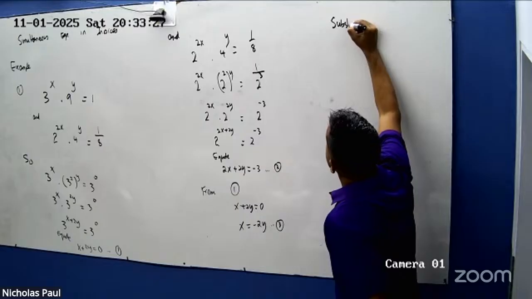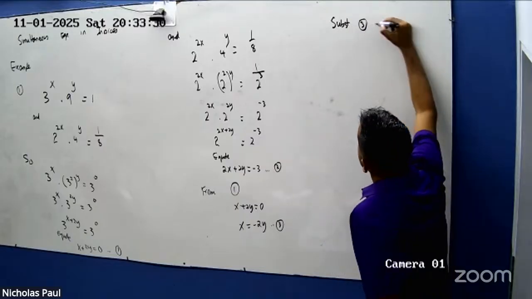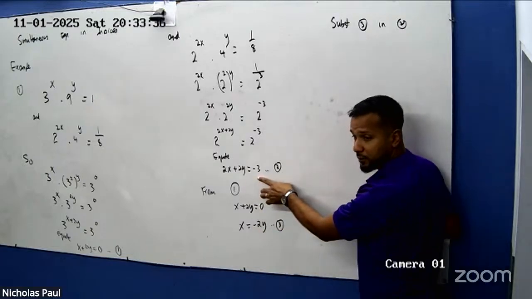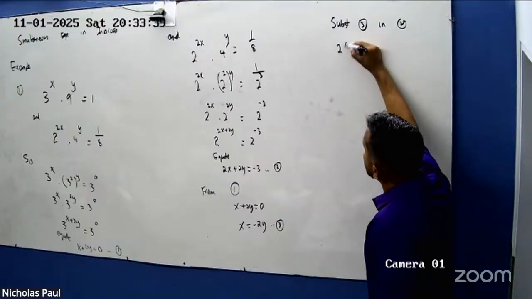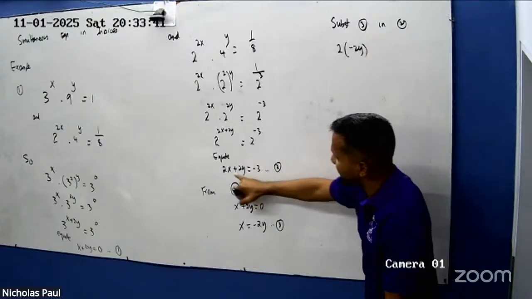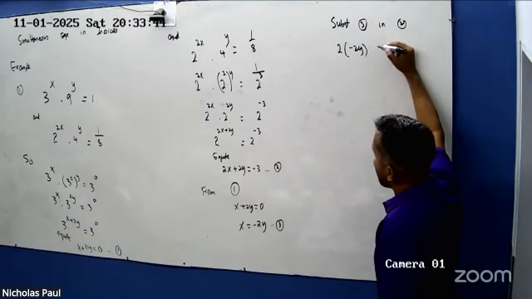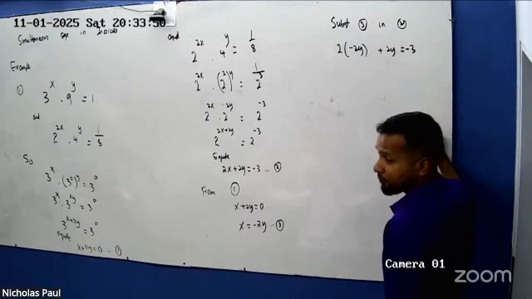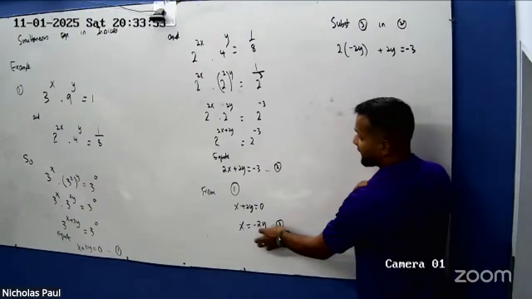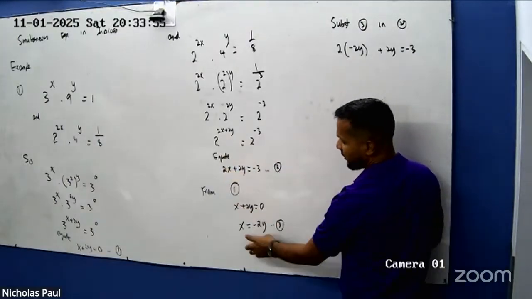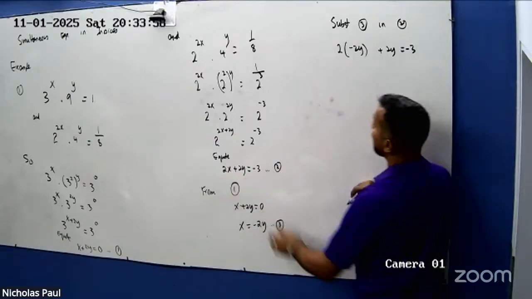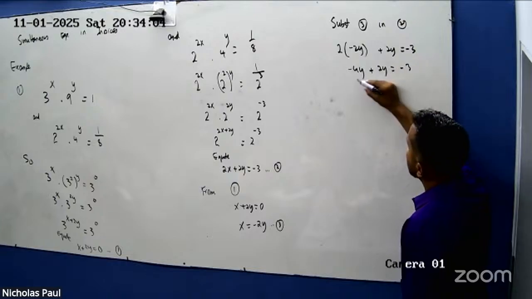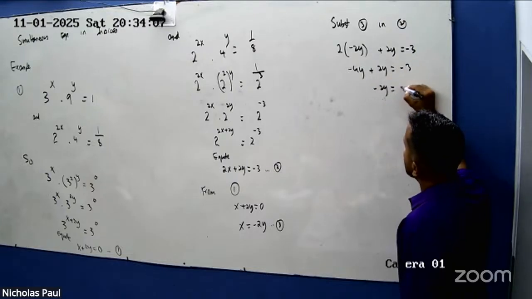So I am going to substitute equation 3 in equation 2. I'm going to put this and this. Right? And I will end up with 2 by minus 2y. So I'm taking off x and I put in minus 2y. 2 by minus 2y plus 2y is minus 3. Right? So I substitute for x here. I take off x and I put minus 2y. So I'll get minus 4y plus 2y is minus 3.